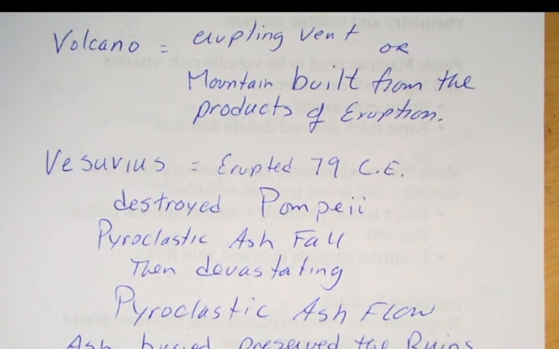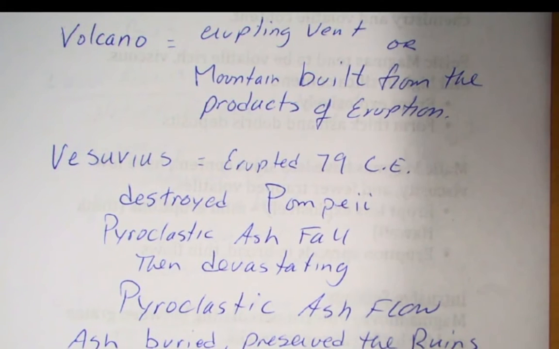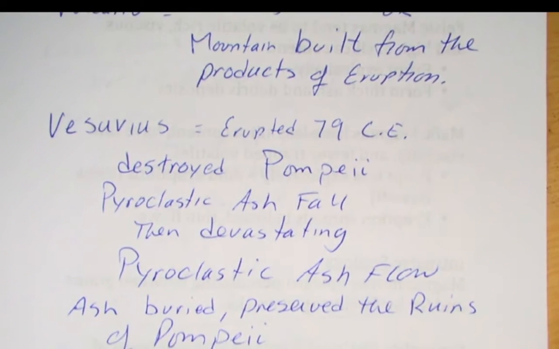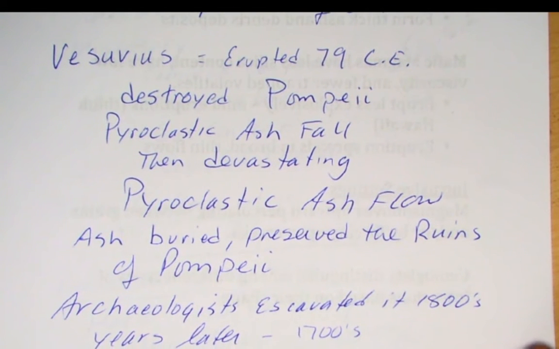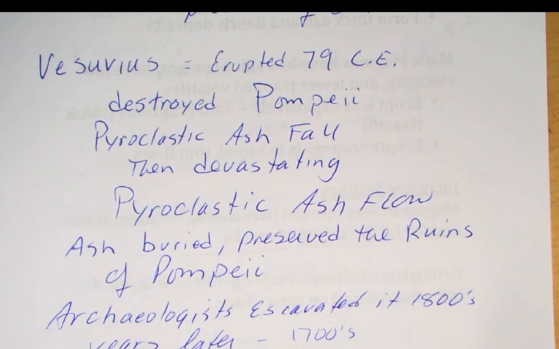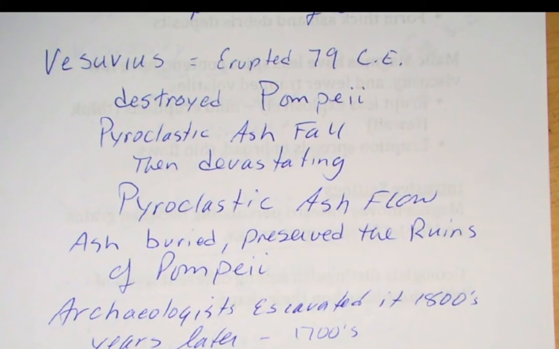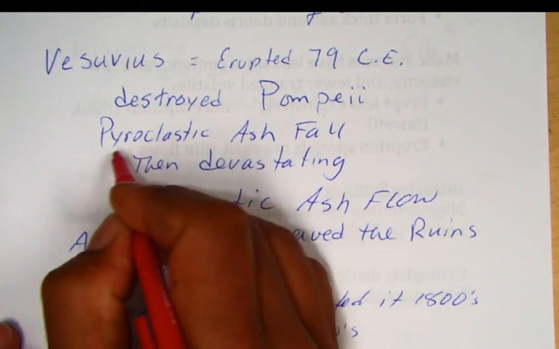Now, your book starts off with a very important eruption in 79 AD of Vesuvius in Italy. And this is famous because it destroyed two towns. It destroyed Pompeii and also another town called Herculaneum. And these towns were buried by pyroclastic material. And so we all know what pyro means.